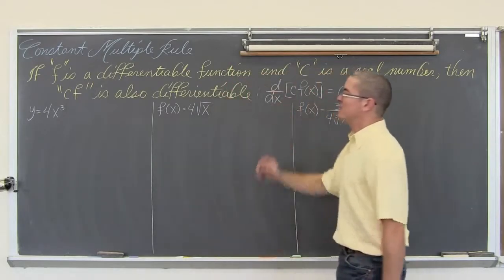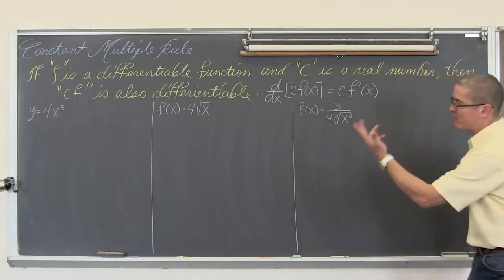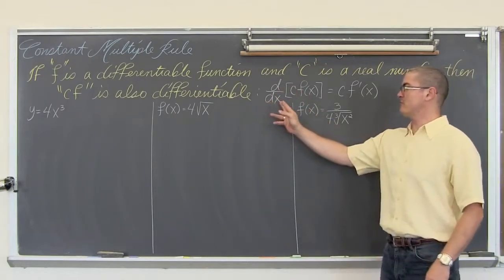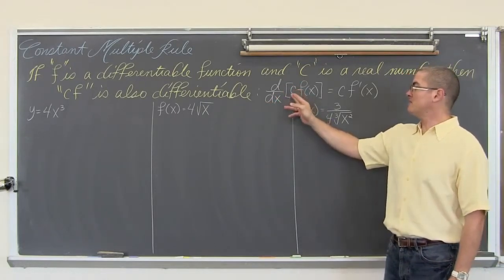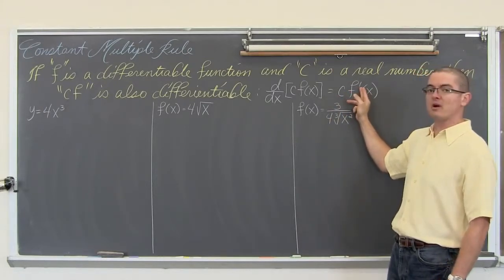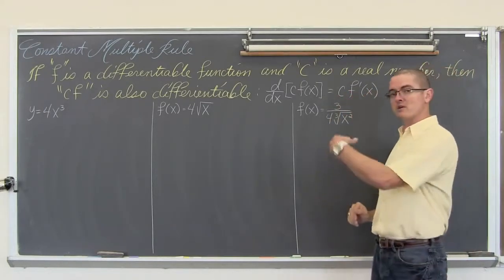It says if f is a differentiable function, and c is a real number, then c times f is also differentiable. And it says the derivative with respect to x of c times a function is equal to c times the derivative, that's what that prime means, of the function. So here are our three examples.